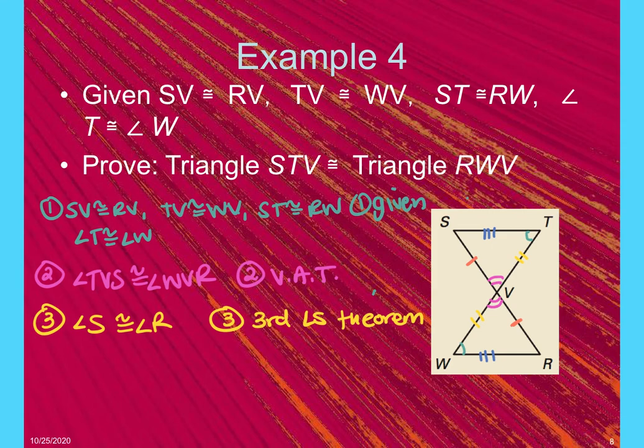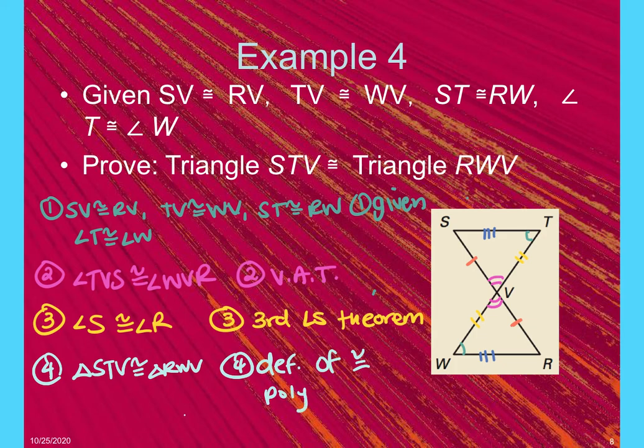And then I can say that the triangles are congruent. And that is the definition of congruent. And you can say polygons or you can say triangle. Doesn't matter there. But that would prove those 2 triangles are congruent.